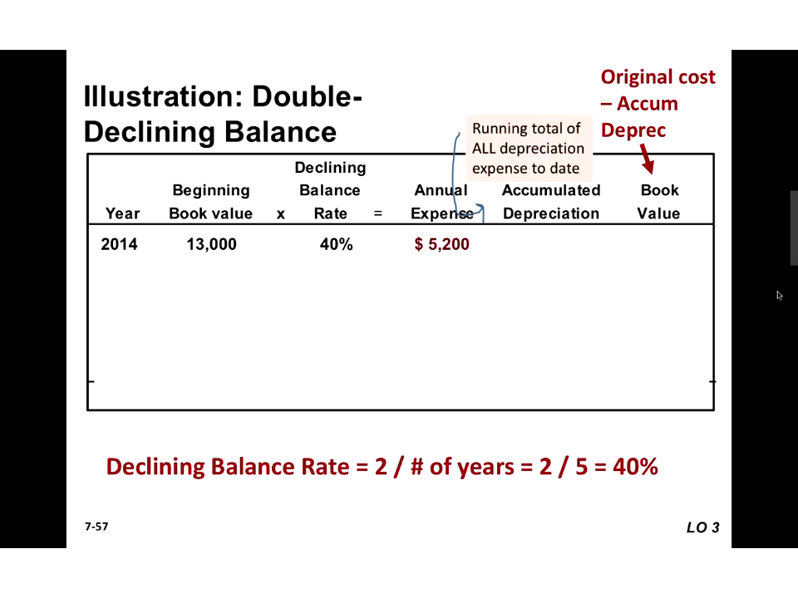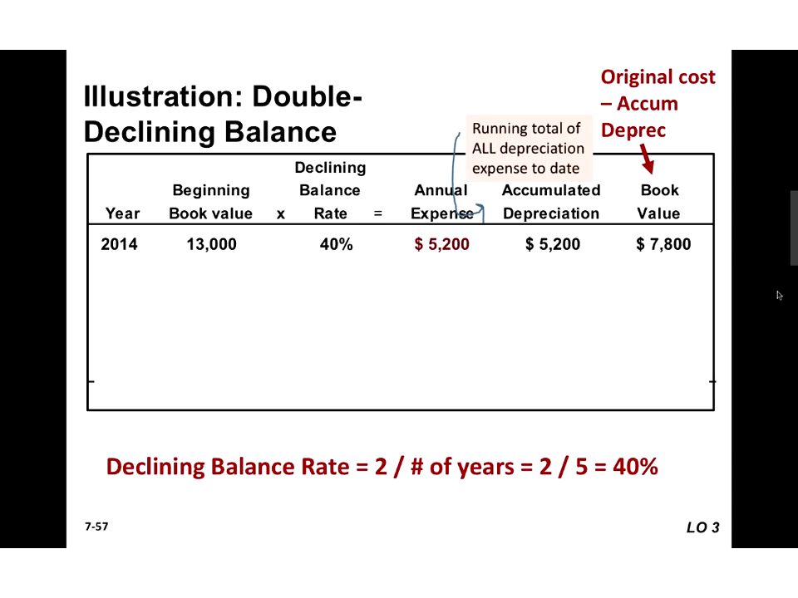Now, my accumulated depreciation is a running total of all my depreciation to date. In the first year, it's just $5,200. And my book value is the original cost less accumulated depreciation. So my original cost was $13,000 minus $5,200 is going to give me $7,800. So book value is always my original cost, $13,000, minus the accumulated depreciation.